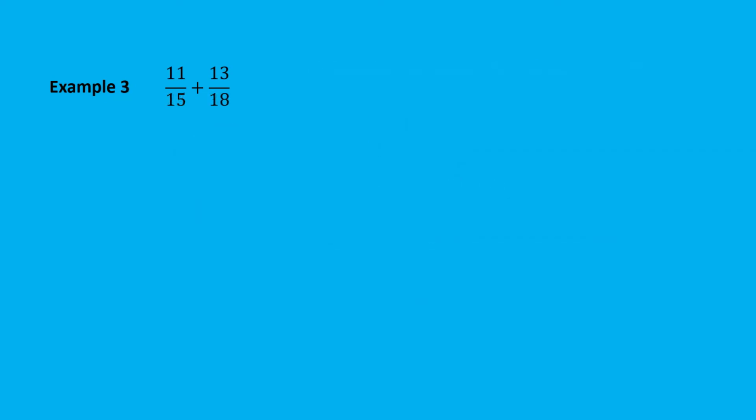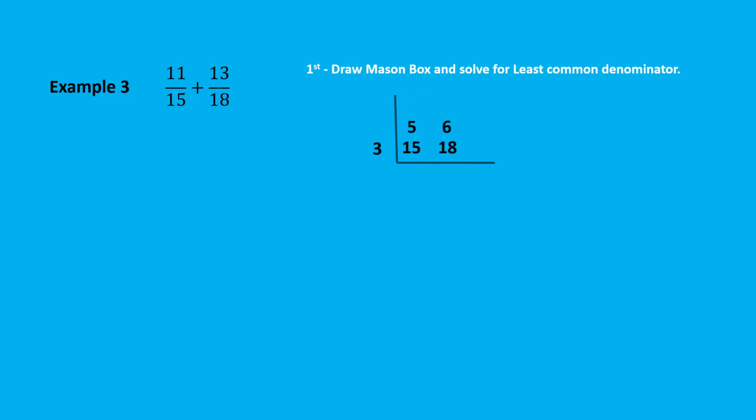Example 3, 11/15 plus 13/18. Again, common denominator. Draw the Mason box, put 15, 18 inside. Both are divisible by 3. We get 5 and 6. 5, 6 will not simplify any further, so we multiply diagonals to get the LCD. 6 times 15 or 5 times 18, which is 90. So 90 is your common denominator.